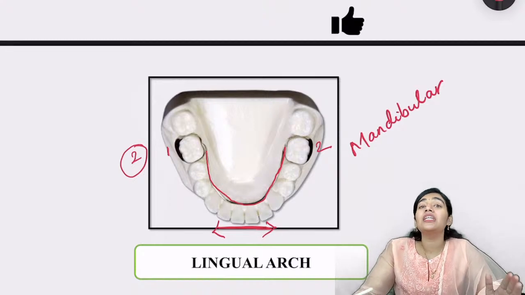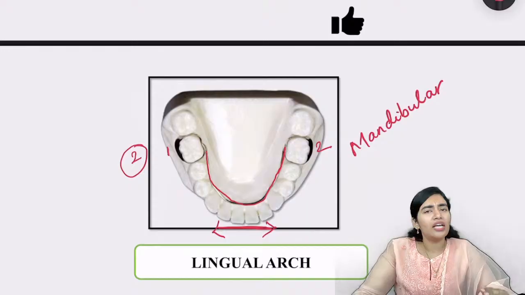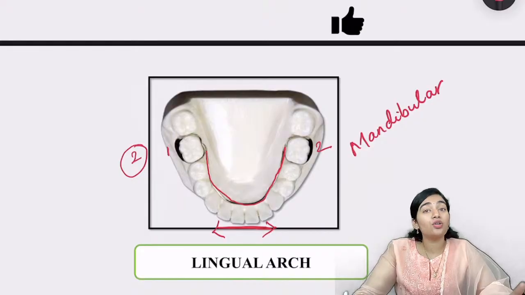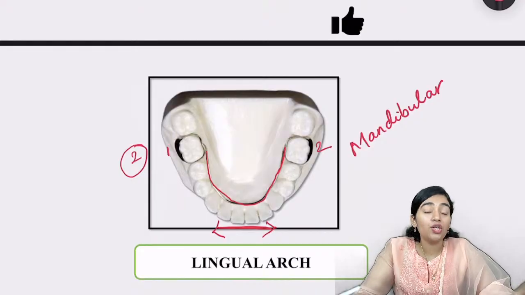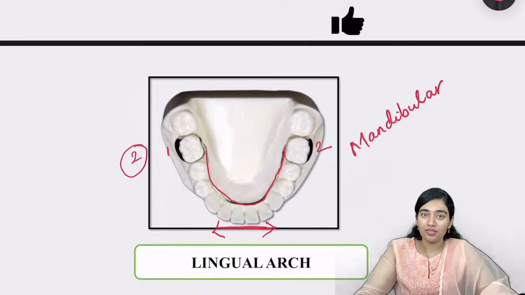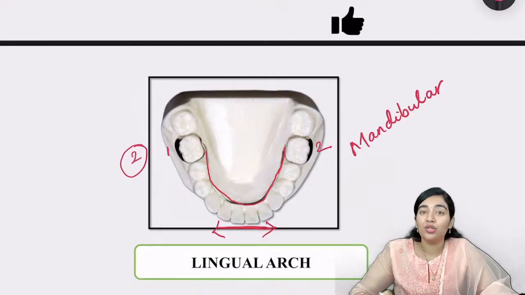It can be indicated when there is premature loss of multiple posterior teeth in the mandibular arch, either unilaterally or bilaterally. So when multiple teeth are lost unilaterally, or multiple teeth are lost bilaterally, and your permanent incisors are in place, then your appliance of choice is the lingual arch. I hope you all got it. So this is all about the lingual arch.